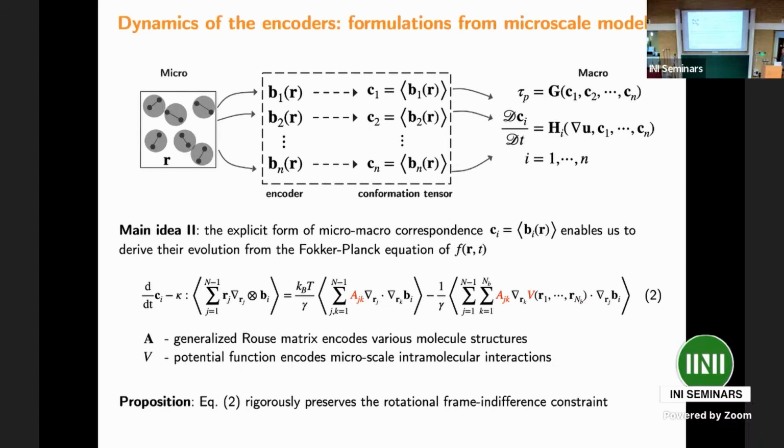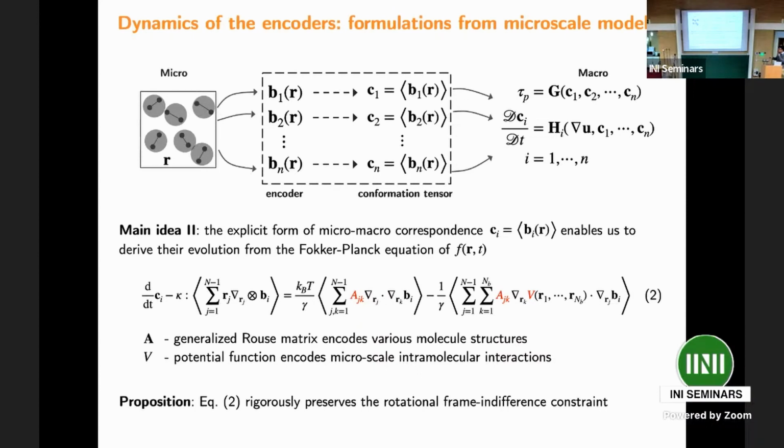So here comes the second idea. It's actually an observation: since we have established a mapping from the micro to macro, from encoder to conformation tensors, then we can derive the dynamics of these C's directly from the Fokker-Planck equation in terms of this F. If we do that, we get this formulation, which provides exactly the dynamics of C, except that it is in the micro-scale description. I'm going to skip the details, but all the micro-level details, like the connectivity and the interactions, can be automatically encoded into this generalized Rouse matrix and the potential functions.